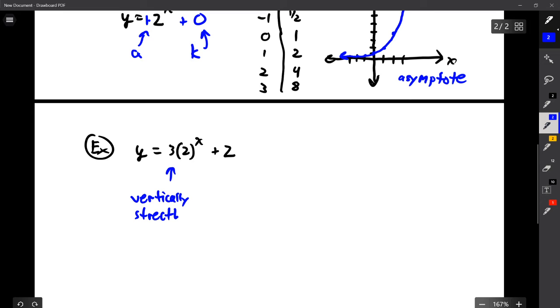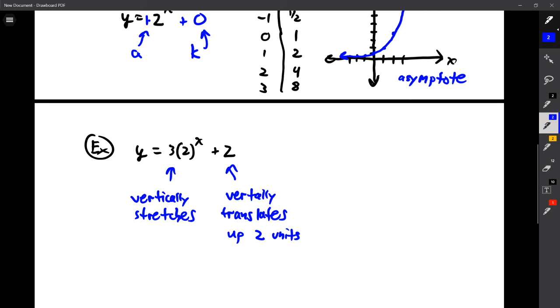Vertically stretch. What am I doing? Sorry, I got my letters mixed up. Vertically stretches. And then what does this do? This vertically translates up 2 units.